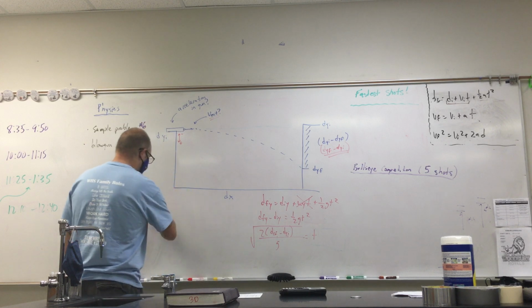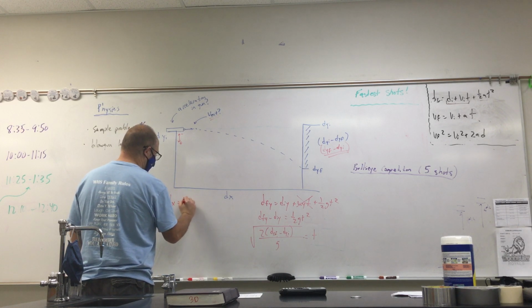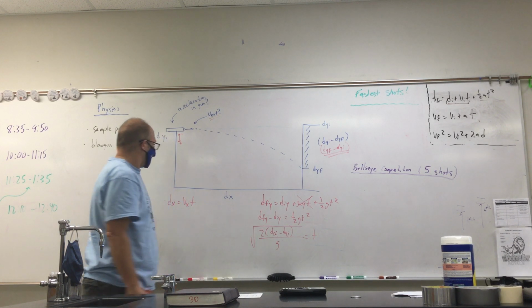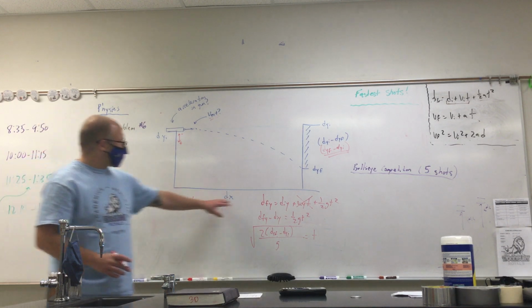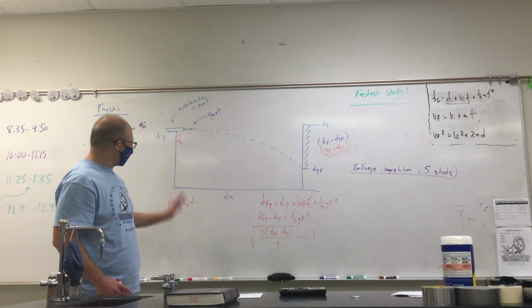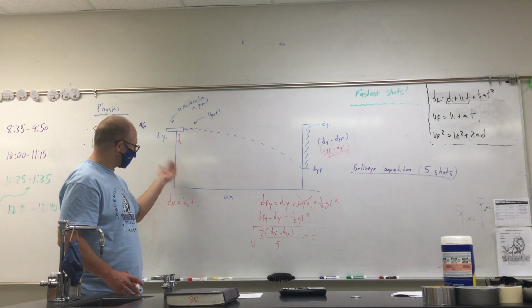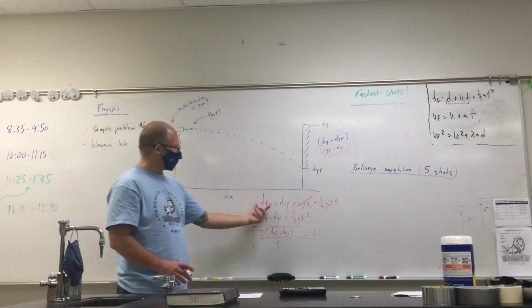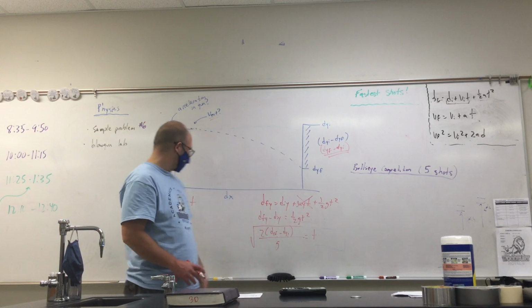So we would say that dx equals Vxt. As I showed in the previous problem, there's no acceleration term, so that term goes away. In the x direction, the initial position is 0, so that term goes away. All you're left with really is d equals Vt in the x direction.